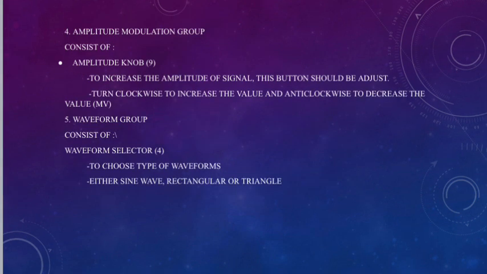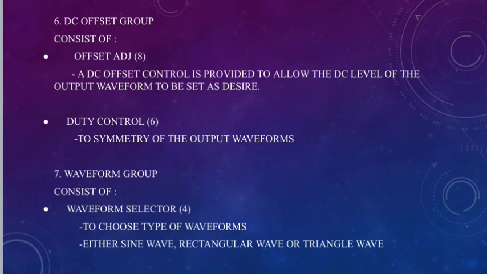Amplitude modulation group consists of amplitude knob. To increase the amplitude of the signal, this button should be adjusted. Turn clockwise to increase the value and anti-clockwise to decrease the value. And waveform group consists of waveform selector, to choose the type of waveform, either sine wave, rectangular, or triangle.